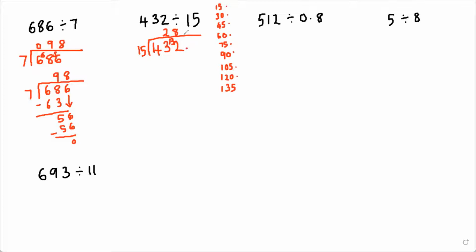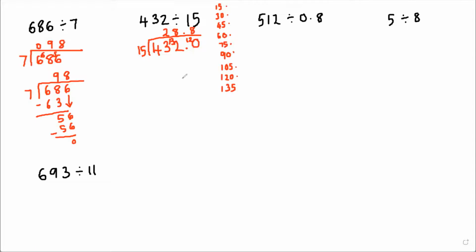So I'm going to put a decimal point in here and a decimal point in here. Add a 0. Remember, you can add zeros after the decimal point because it does not affect the original number, but it does give you somewhere to take your carrying to. So I've got 12 to carry over from here. So if I write that here, I have 120, and 15 goes into 120, 1, 2, 3, 4, 5, 6, 7, 8 times. So my answer would be 28.8.